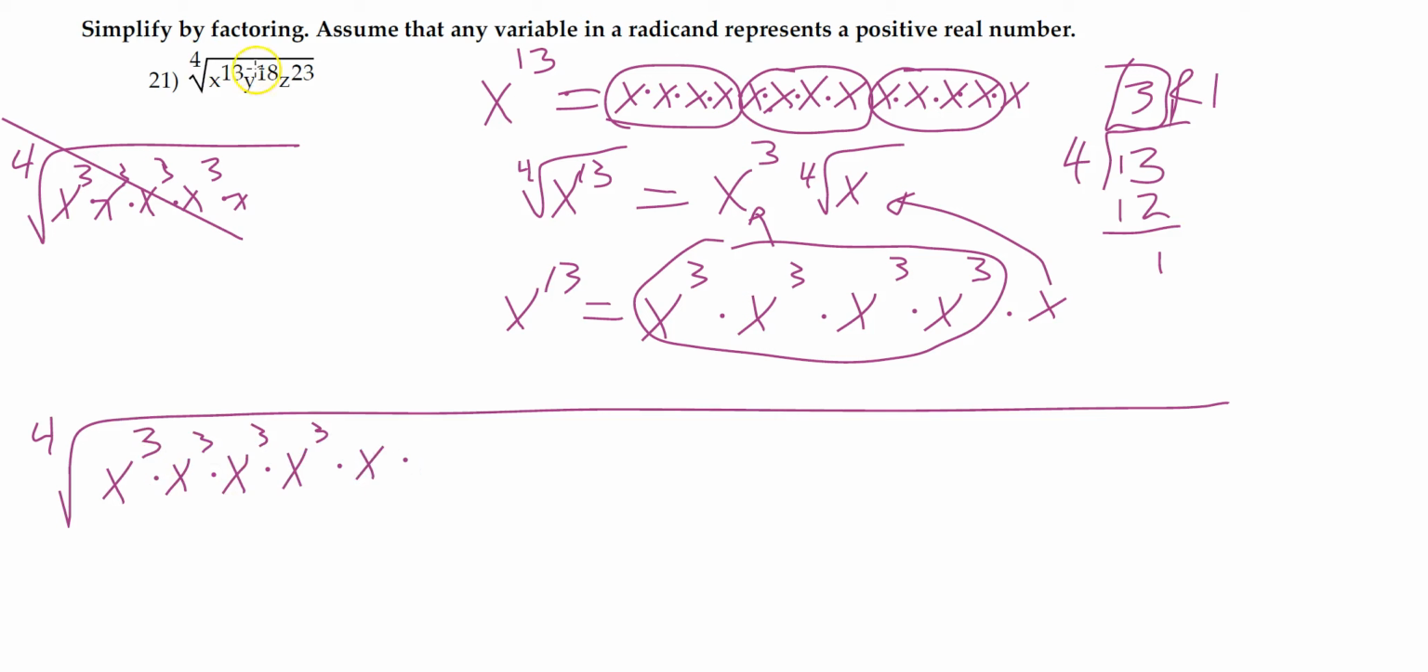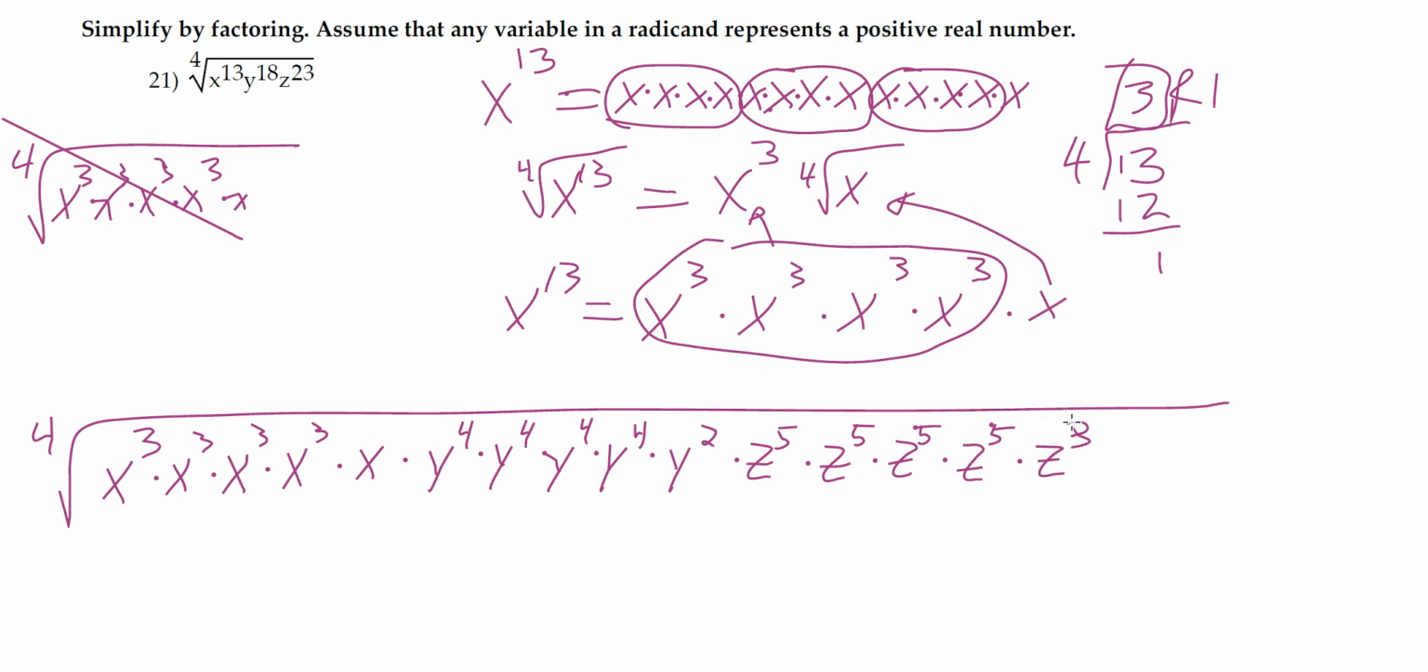18. 4 goes into 18 4 times with 2 remainder. So y to the 4th, y to the 4th, y to the 4th, y to the 4th, and 2 remainder. And 4 goes into 23 5 times. So z to the 5th, there's 5, z to the 5th, 10, z to the 5th, 15, z to the 5th, 20 of them, and 3 remainder.